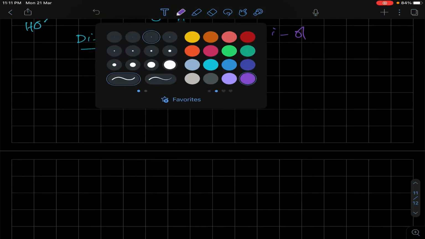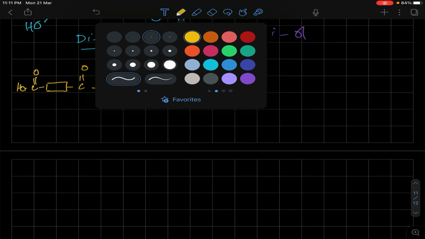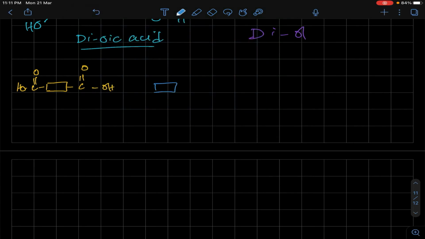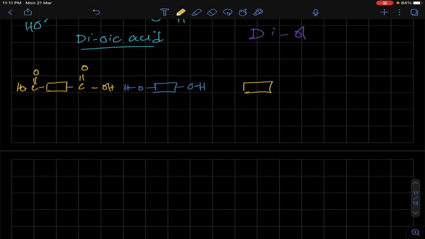So if I draw the structure of terylene, let's say this is a dioic acid, and then we'll draw a diol. Again, a dioic acid. I'm going to draw two repeats. So for 2 repeats, I have to draw two dioic acids and 2 diols, and then another diol.